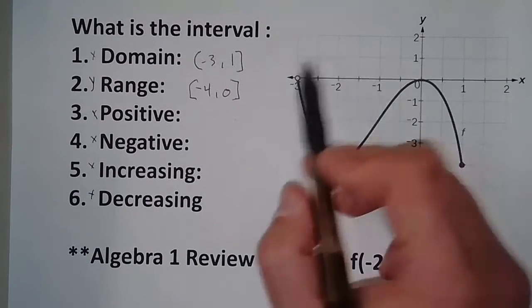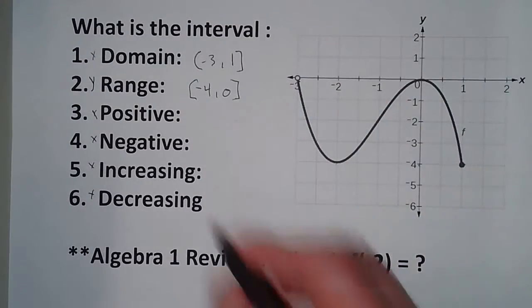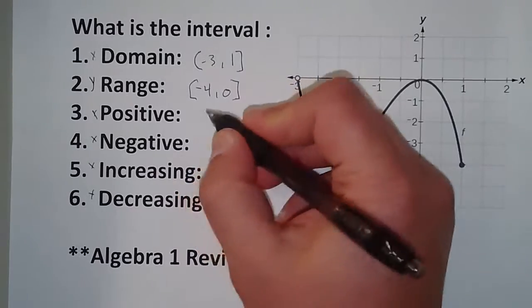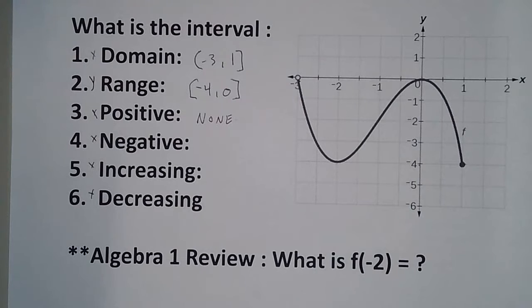All right, positive. This is an easy one. This graph is never positive. Positive means it's above the x-axis. It never is, so there is no interval here. So you can write none, you can write never, you can write anything along those lines to indicate that this graph is never positive.